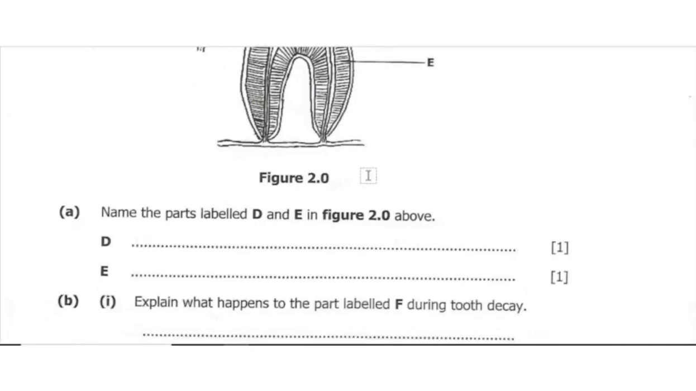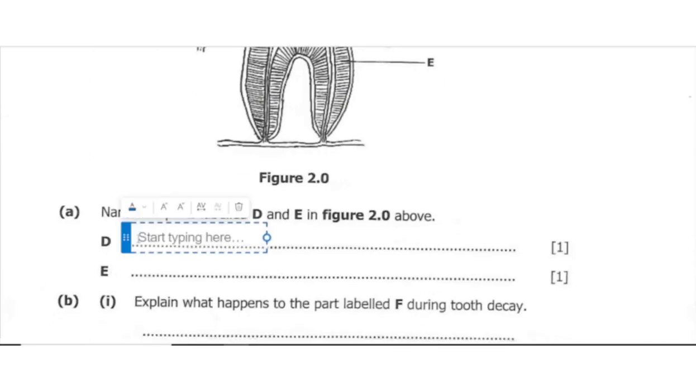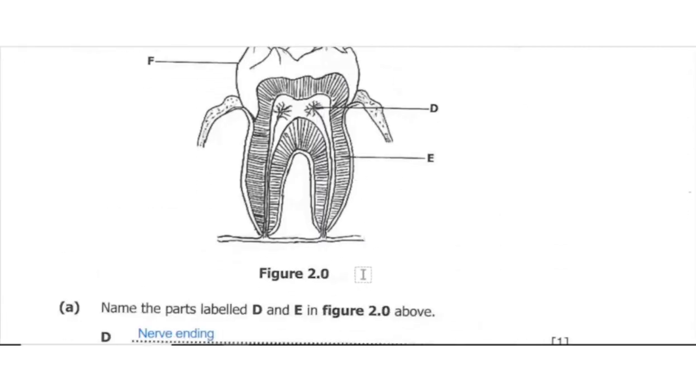So here D is this one. What do we call this one? This one is called navel ending. It is called navel ending, or you can even call it nerve. You can also call it nerve cell. These are optional answers; whichever answer you write among the 3 I've mentioned.